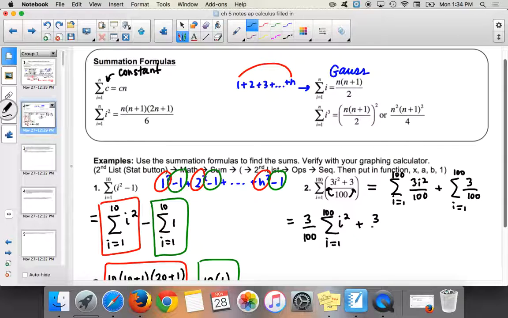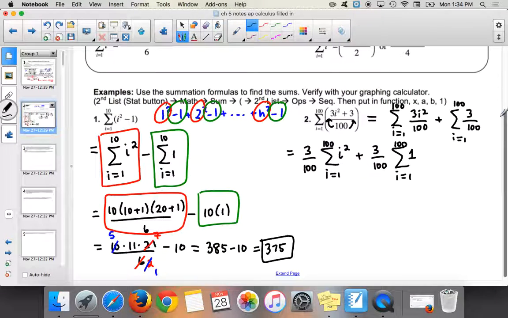And then same thing here. I could pull out the 3 over 100, but be careful. You still need to do that summation. What's the summation of 1? If I pull out that 3 over 100, or you could leave the 3 over 100 in, and that's now your constant. Either way. So I'm going to get 3 over 100 times, my formula is n times (n plus 1) times (2n plus 1) all over 6.